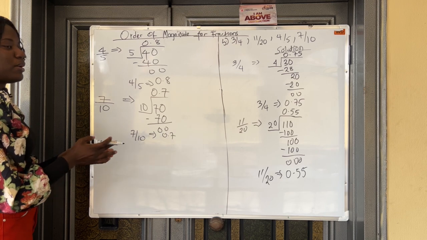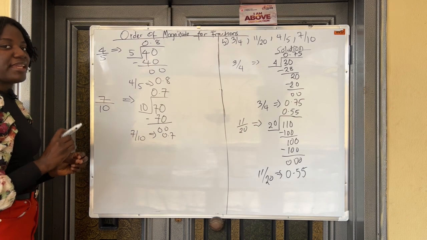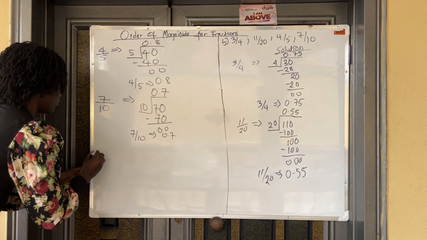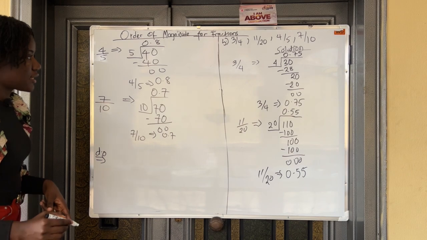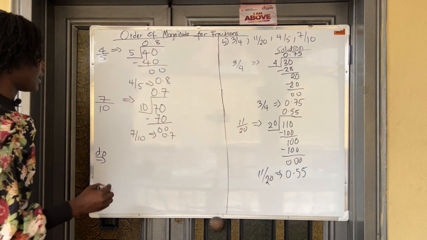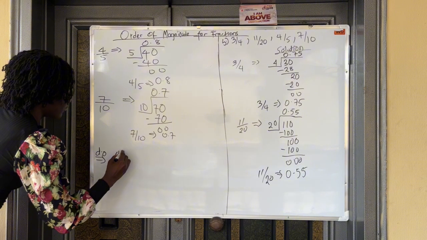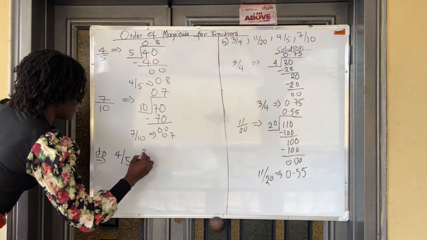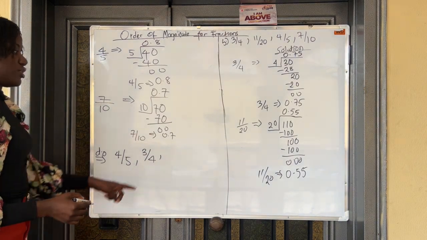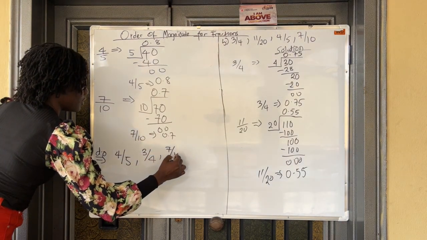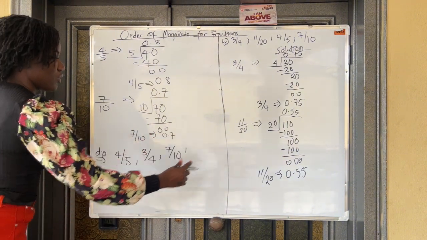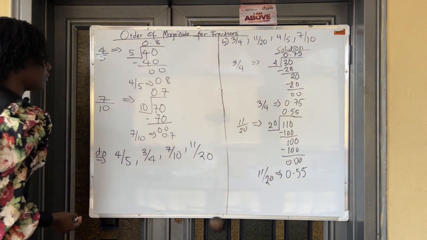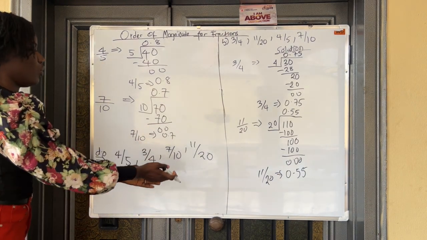Now, let's do this together. Let's now put them in order, descending order. That's from the highest to the lowest. So, orderly, we have descending order. What's the highest here? 0.8 is the highest, right? So we have 4 over 5. The next one is 0.75, and that's 3 over 4. The next one is 0.7, that's 7 over 10. The next one is 11 over 20. That's 0.55. So now, this is in descending order from the highest to the lowest. Thank you.